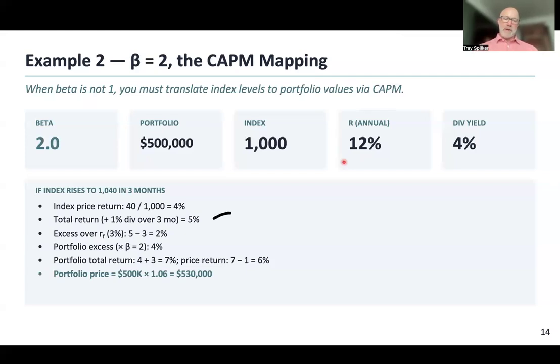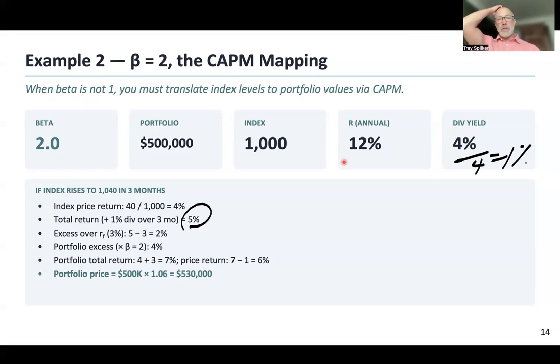Okay, so when the index goes up 4%, I noted here that the dividend yield is 4%, which means on a quarterly basis this is going to be equivalent to 1%. So that's where we end up with our total return of 5% here. That's how we identified that.